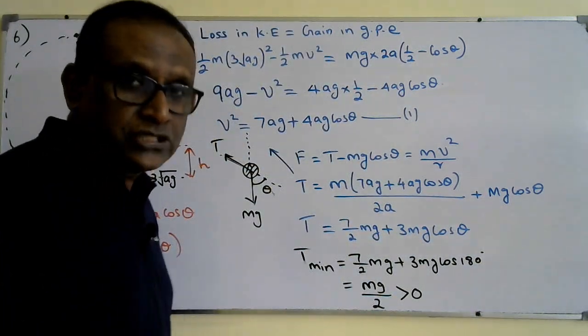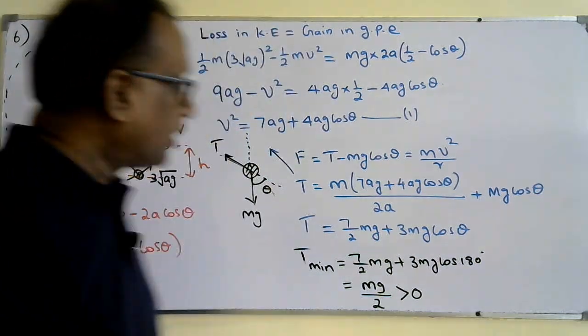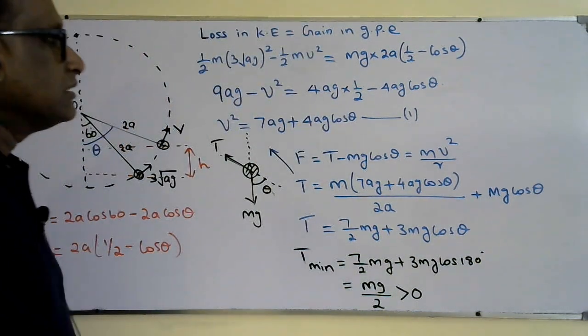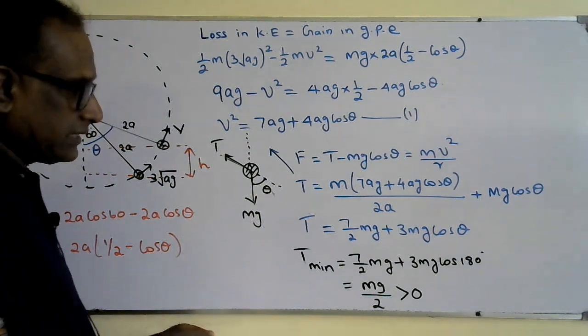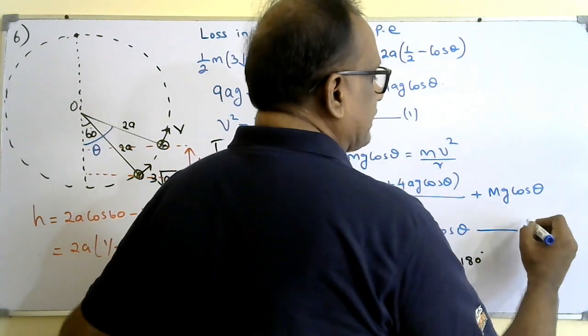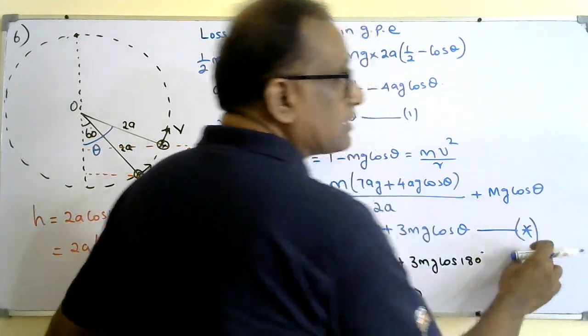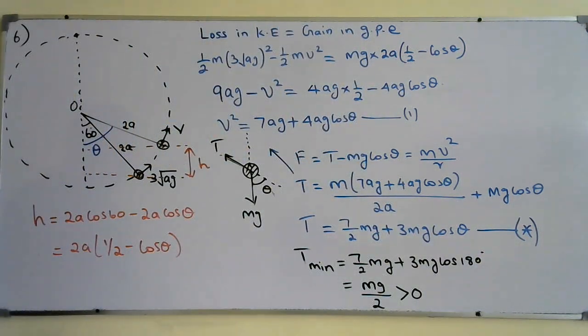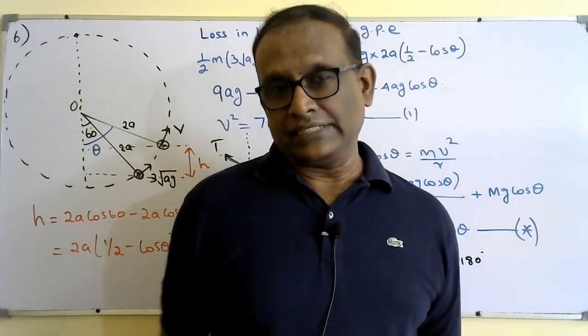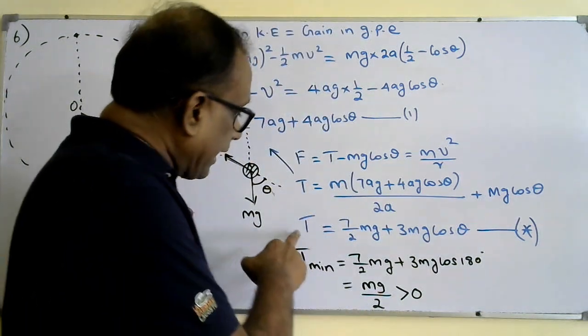Actually, there's nothing much to do in part B since I have done a lot of work in part A. So for part B, I'm going to continue this equation. If you want, you can name this equation, like equation 2 or star. I'm going to follow this equation for the second part. Okay, so they are saying the string breaks when the tension exceeds 7 mg. We will see what could be the maximum tension.